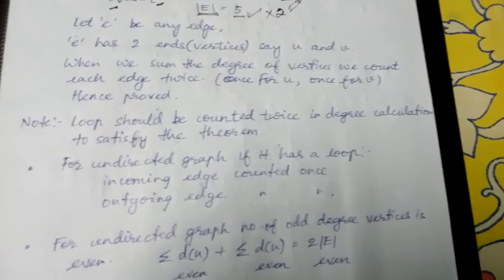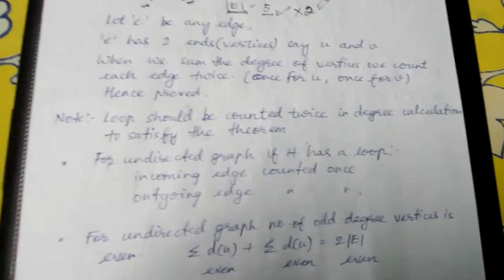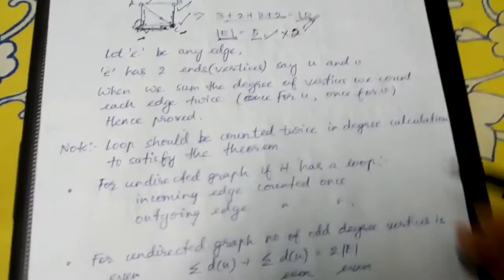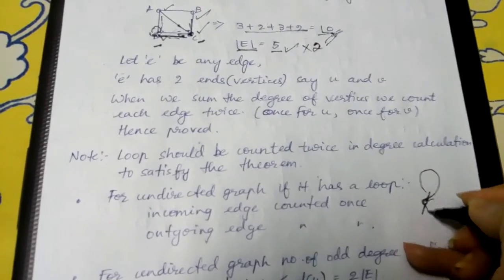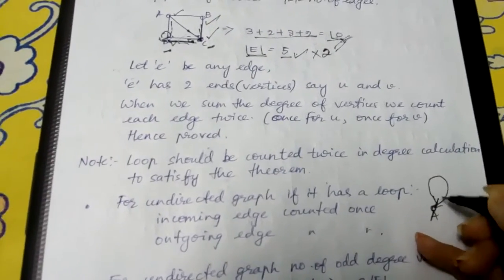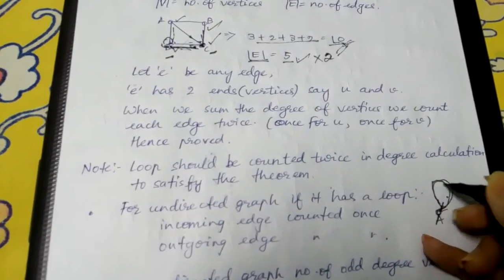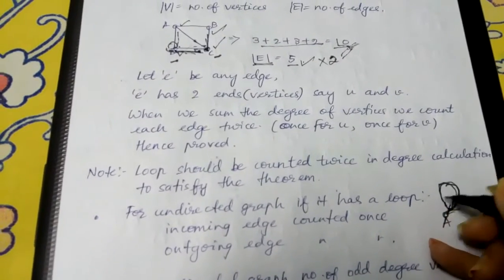Notice that a loop should be counted twice in degree calculation to satisfy the theorem. So this is a theorem and it is already proved that a loop should be counted twice. Why twice? I will explain. For example, if we have a loop like this, and it is coming and meeting at a particular vertex A. If I consider this loop, I can say that it is coming in this format, that is, it is incoming, and someone else can say that it is outgoing.